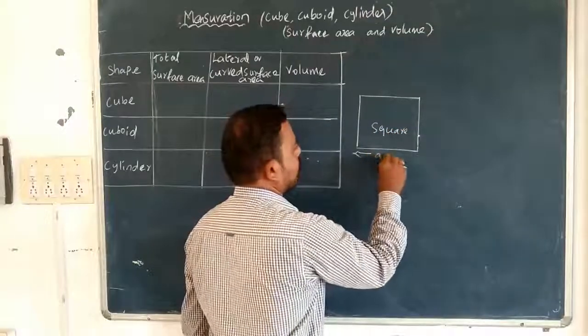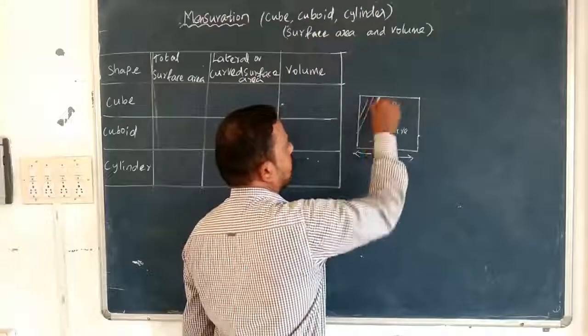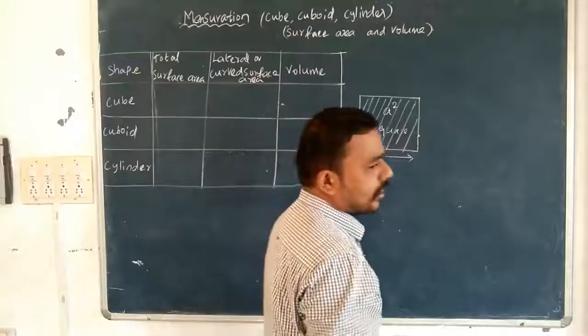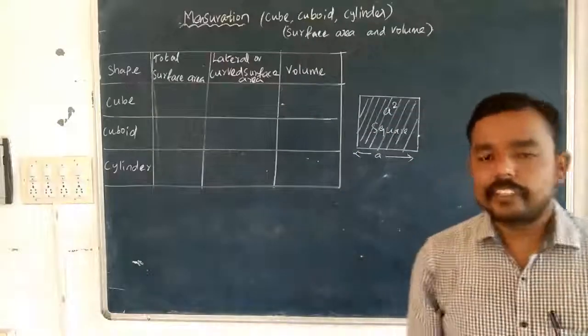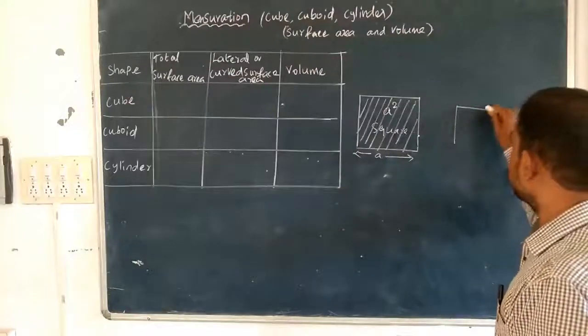This side is supposed to be A. Now the area is nothing but A square. This full area is A square. We need this to find the surface area of the cube. So for that, suppose we have our cube in this box.